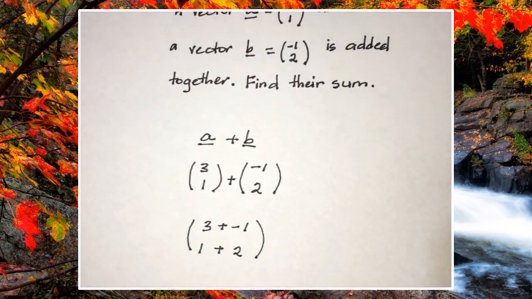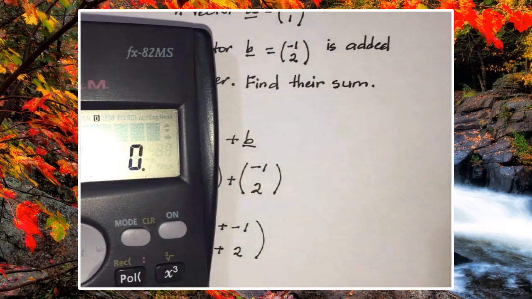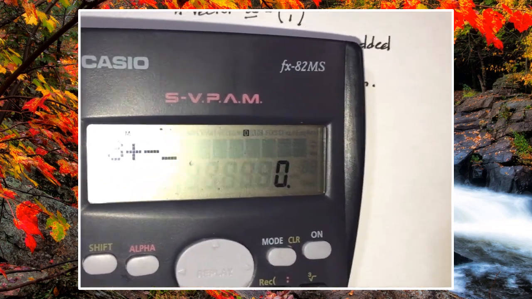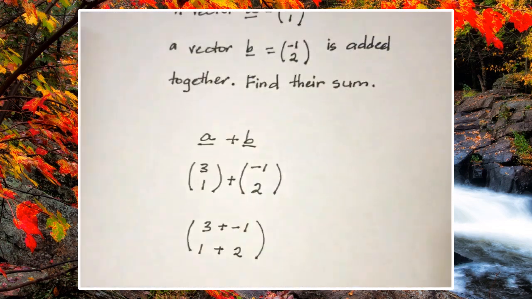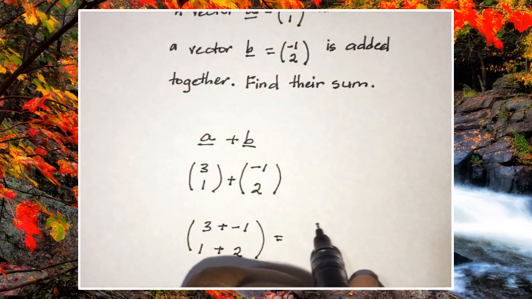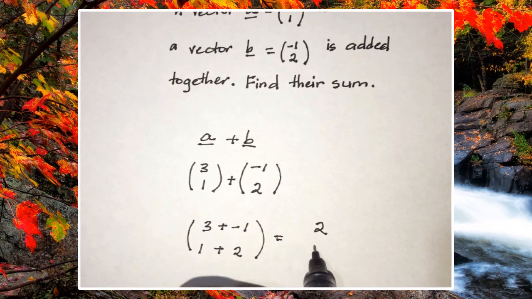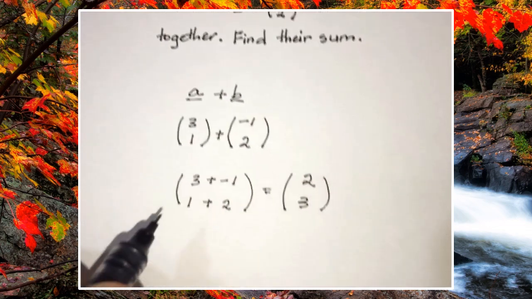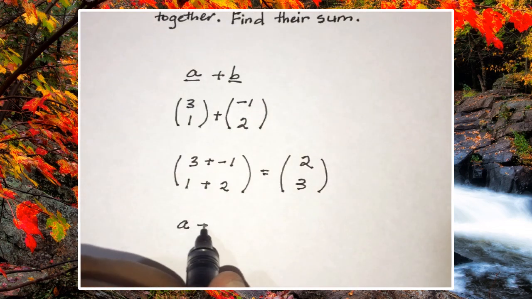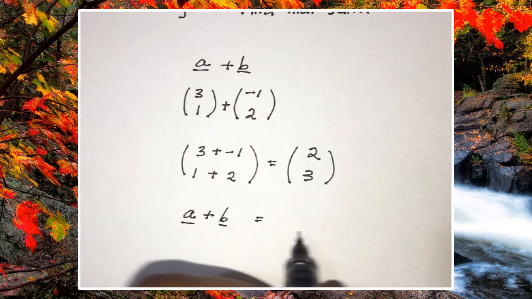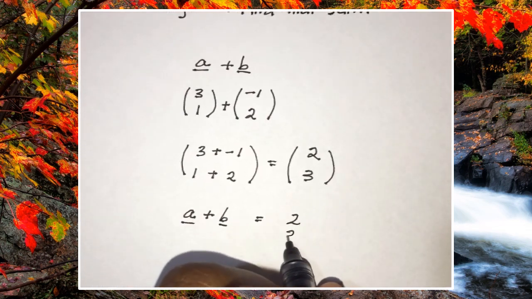I'm going to use my calculator. So 3 plus minus 1 is going to give us 2. So this works out to be 2. And 1 plus 2 is just 3. See it's simple? So the sum, which is A plus B as vectors, is equal to 2, 3.